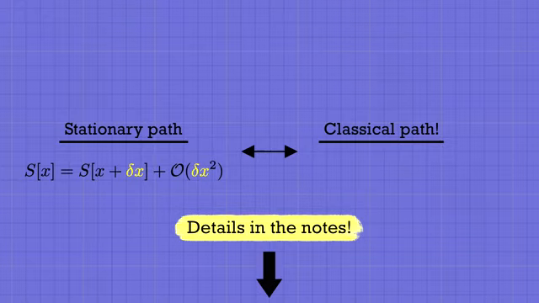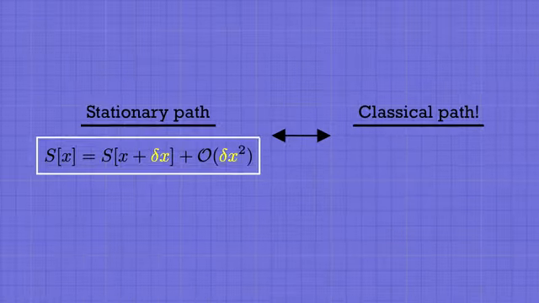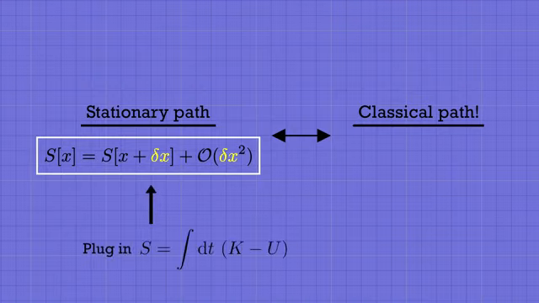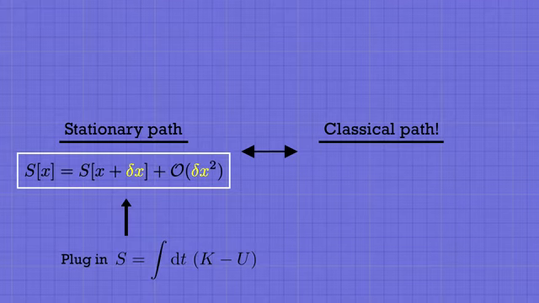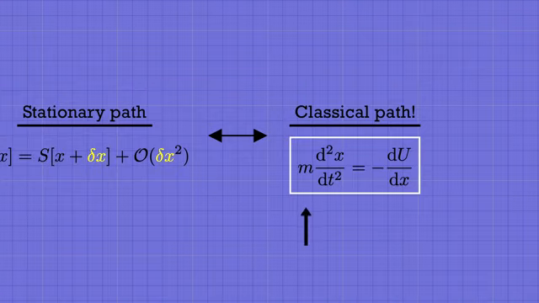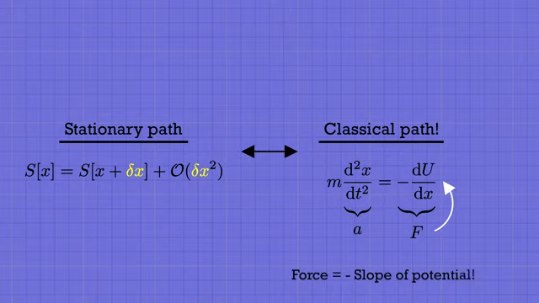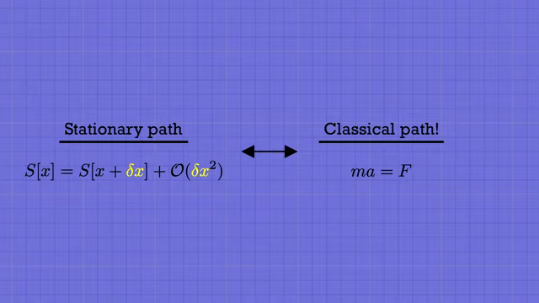The notes will go into more detail about a lot of what we've been covering here. But the short of it is, if you plug the definition of the action into this condition, you'll find that a trajectory will be stationary if and only if it satisfies this equation. M times the second derivative of x with respect to t equals minus du by dx. And that's nothing but F equals ma. Because remember, the force on the particle and the potential energy are related by force equals minus the slope of the potential. This is how the path integral predicts F equals ma.